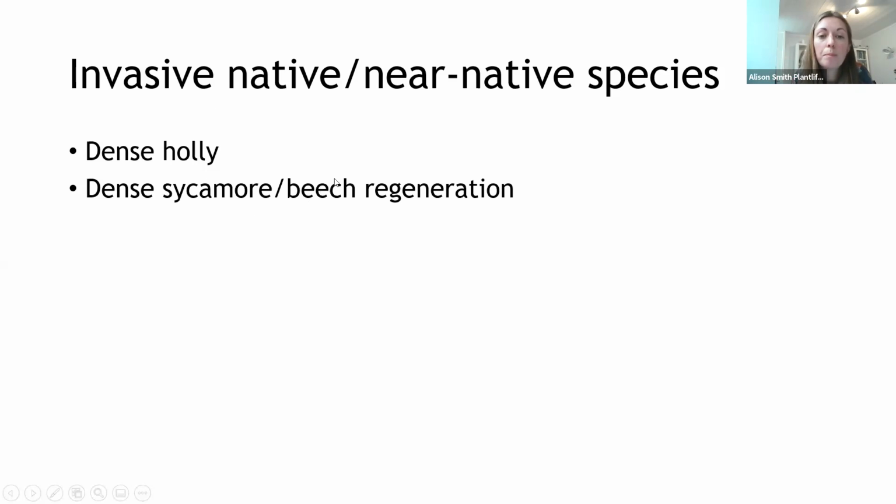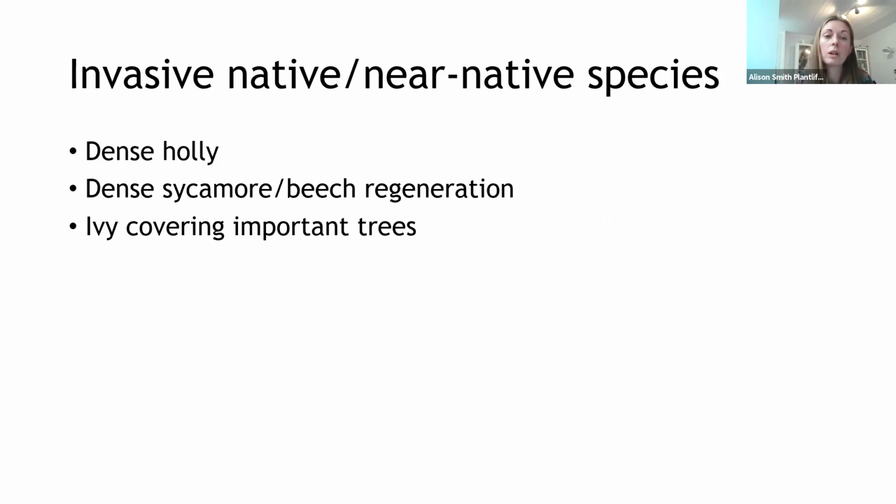Dense sycamore and beech regeneration has also been quite a big issue in a lot of the woodlands. Again, a loss of grazing and a loss of management in some of the woodlands, meaning that these trees are becoming really, really dense. And again, that's blocking light on some of the tree trunks for the lichens, and also blocking light and space on the ground for the bryophytes.